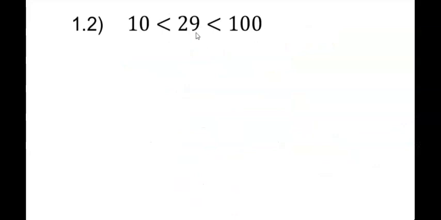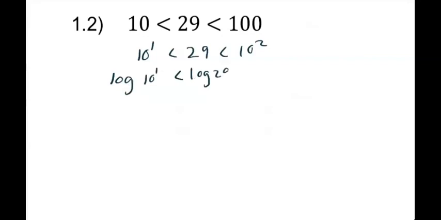In this case, I will look at 29, and we know that 29 is in between 10 and 100. So in this case, I can start by writing 10 as 10 to the power of 1, and 100 is 10 to the power of 2. That means if I take log everywhere, then I get log of 29 is less than log of 10 squared and greater than log of 10 to the 1, which is just 1. So log of 29 is in between 1 and 2.